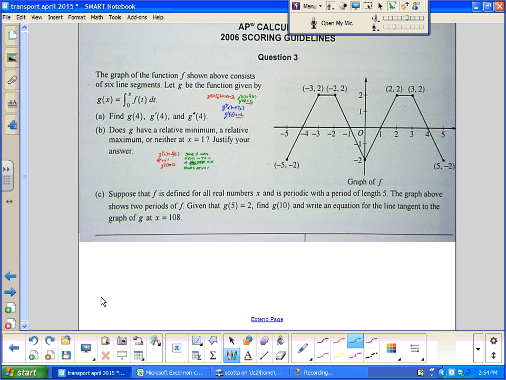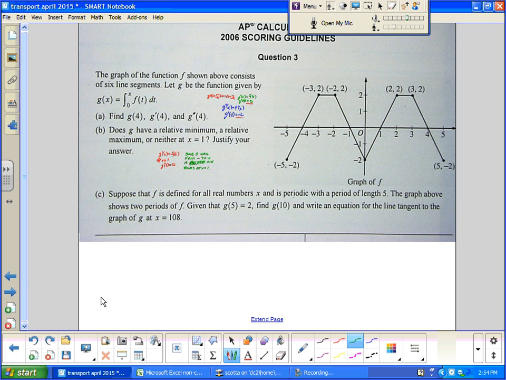All right. The graph above shows 2 periods of f. Again, you can see the period of 5 here, right? It just keeps on repeating. Periodical function. Okay. Given that g of 5 equals 2, find g of 10. Write an equation for the line tangent to the graph at x equals 108.